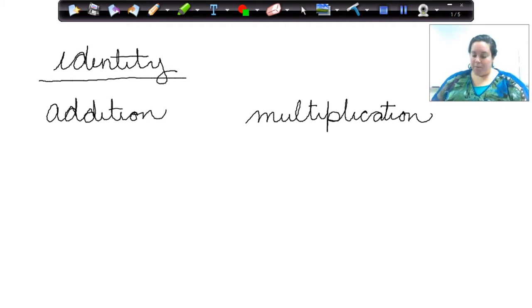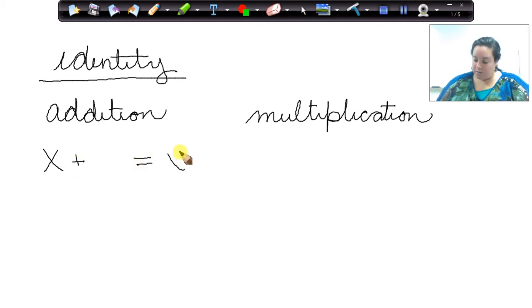Let's begin by reviewing the identity property of addition and of multiplication. Addition and multiplication each have an identity, but division and subtraction do not. An identity is just a number that when you, for example, add any number plus the identity, you'll get the same number that you started with. So let's say we have an x, just any random number, and then we're going to add the identity to that, and we're going to get what we started with, x.